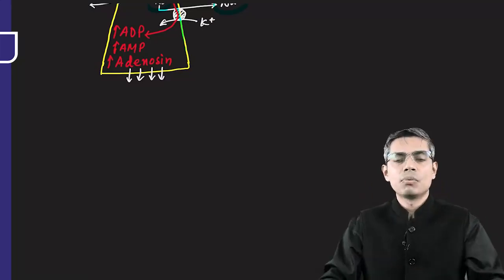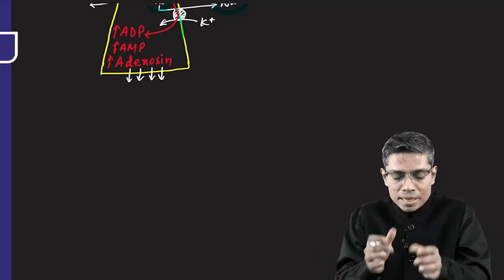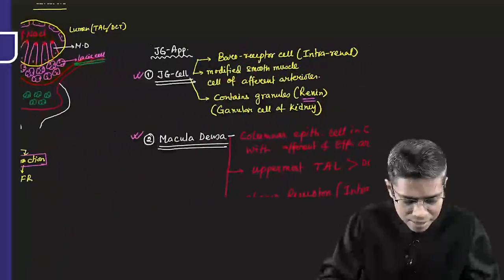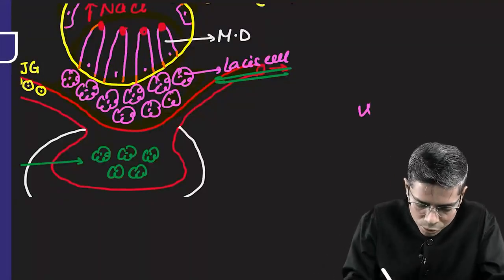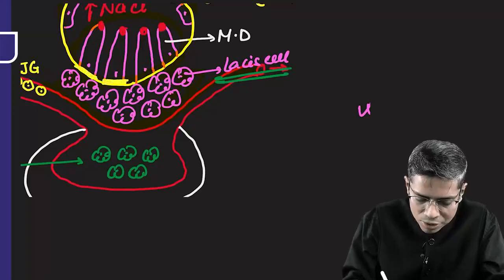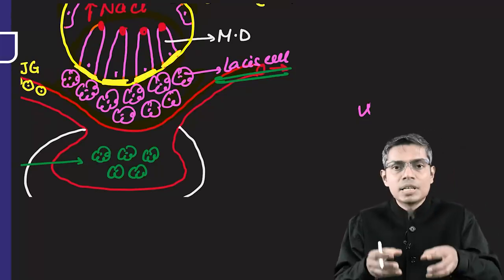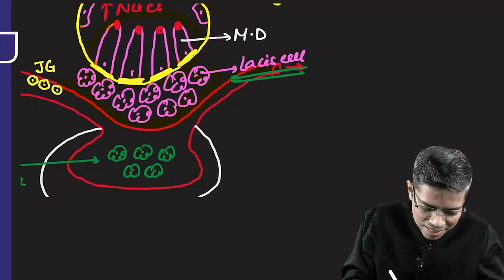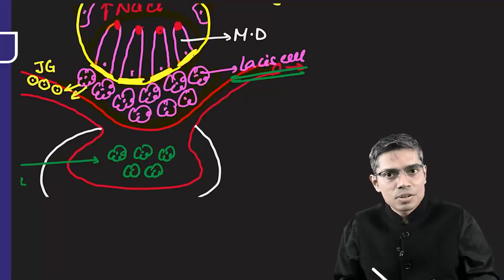Now you recall, what is there just outside this macula densa cell? This is the tubular lumen. We have already made this diagram. If I go back here, where is my diagram? Here is my diagram. So what is there outside this macula densa cell? Look at it. This is the basolateral membrane of the macula densa cell. From here the adenosine will be released. After the release, the adenosine will come in contact with the Lacis cell. Okay, and those Lacis cells are in contact with the JG cell and smooth muscle cells also.